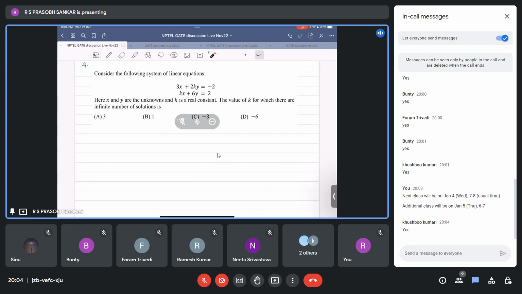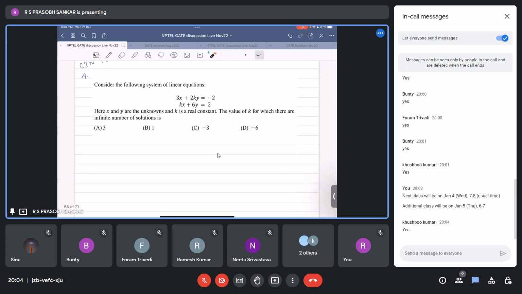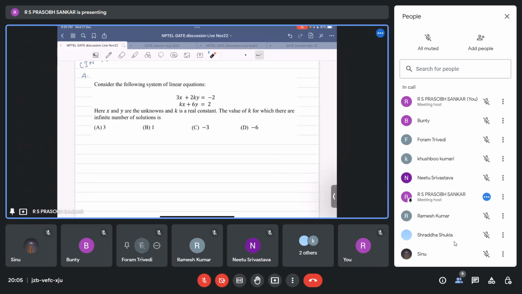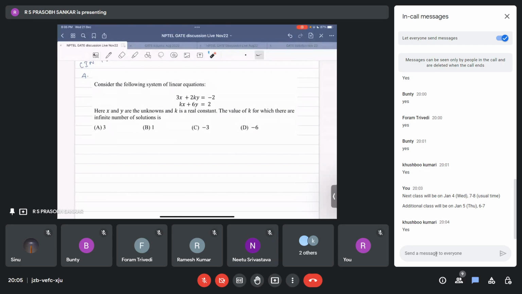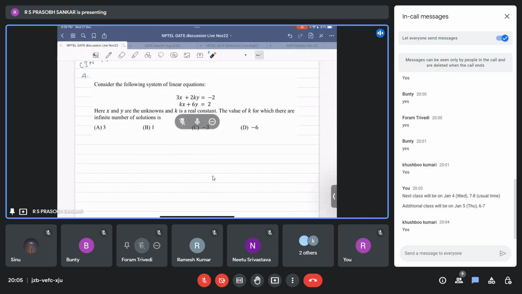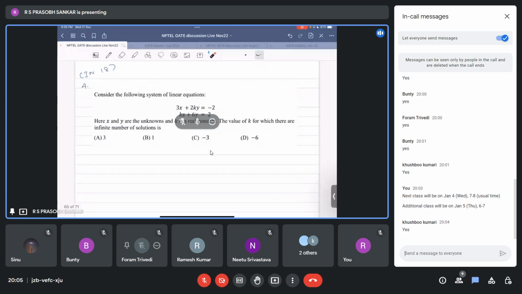So I think many of the people have already left. So shall we do it in the next regular class? I think some of them have left actually. Is that okay? So is that fine with everyone? I think some of the people have left the class, so it's not fair to do together. So this I'll definitely do in the next class. Whatever be the topic I'll be discussing, this one question I can do in that class. Is that okay?